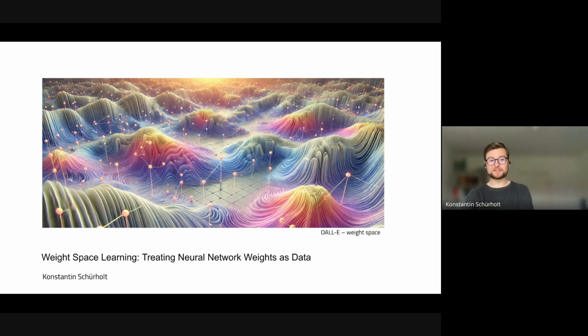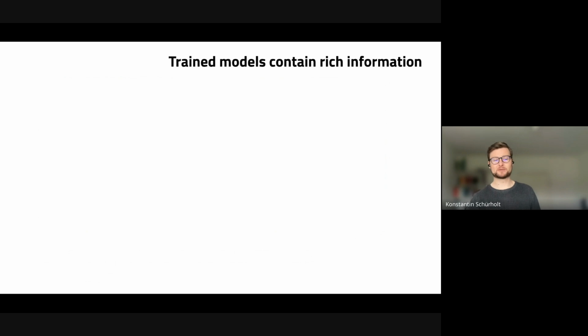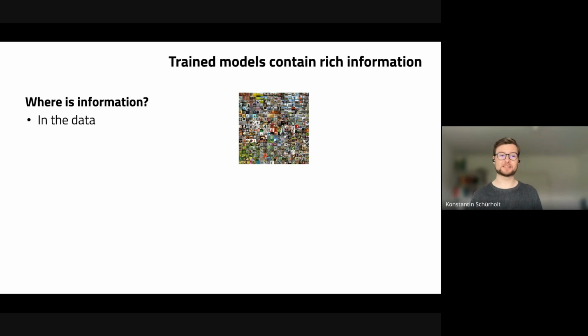The topic of today is weight-based learning, treating neural network weights as data. This has essentially been my PhD topic until I switched to IDEA a few weeks ago, but I'm very excited to speak about it. I want to start with an innocent question, which is where information actually is. Commonly in machine learning, we answer this with: in the data, which is entirely correct. It's the entire reason we do machine learning, so that we extract information from data. The key point I want to make, which is also the motivation for why we do this, is that as you train models, the information is also in your models now.